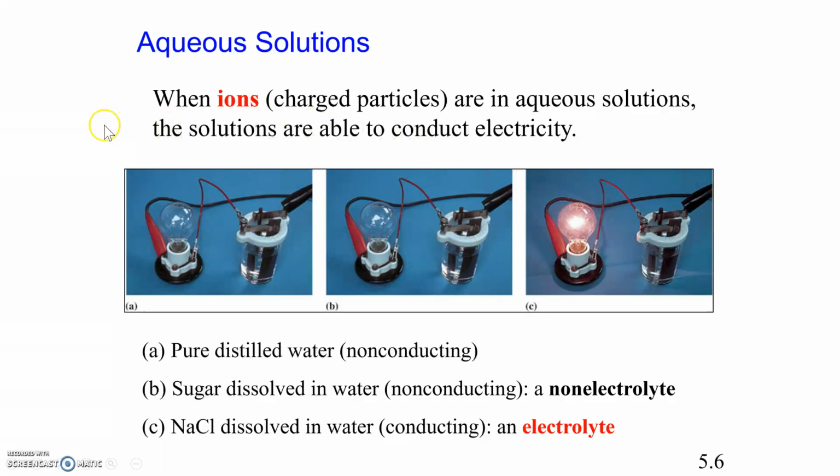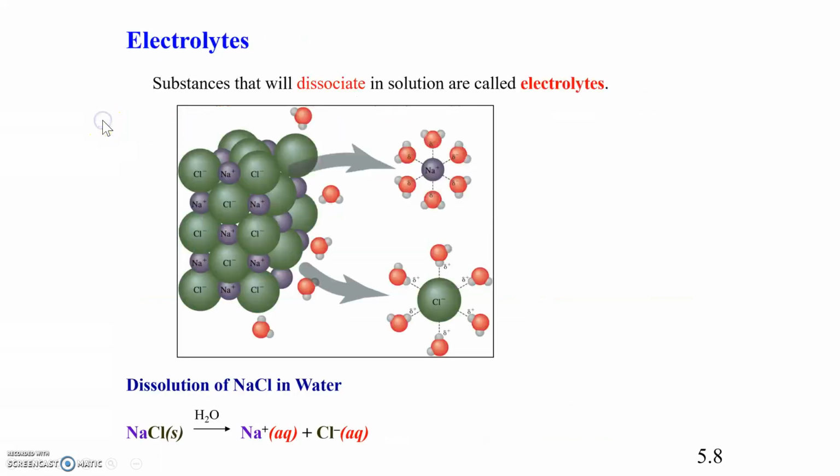So what makes something an electrolyte or non-electrolyte? It's a result of how that substance dissolves in water. When we are dealing with electrolytes, we are dealing with ionic compounds typically. And what happens with something like sodium chloride, which is an ionic compound, you put that in water, the sodium chloride dissociates, means it breaks up into sodium ions and chloride ions.